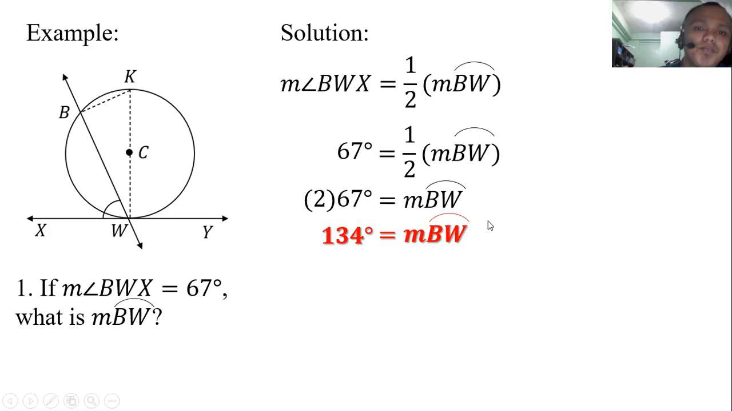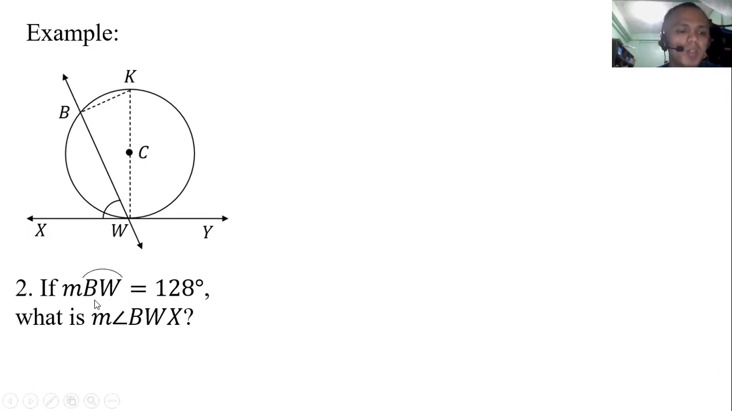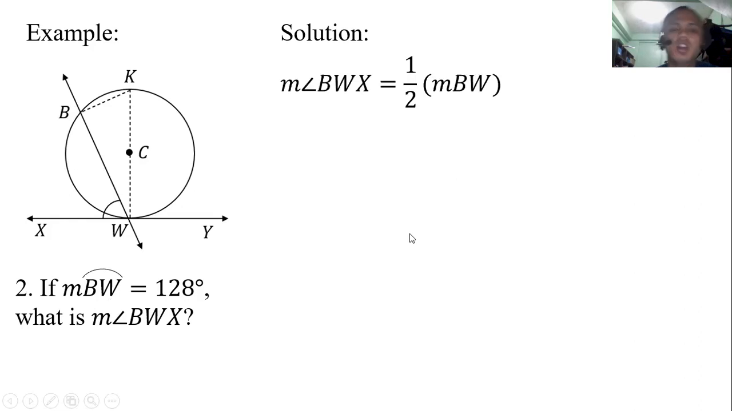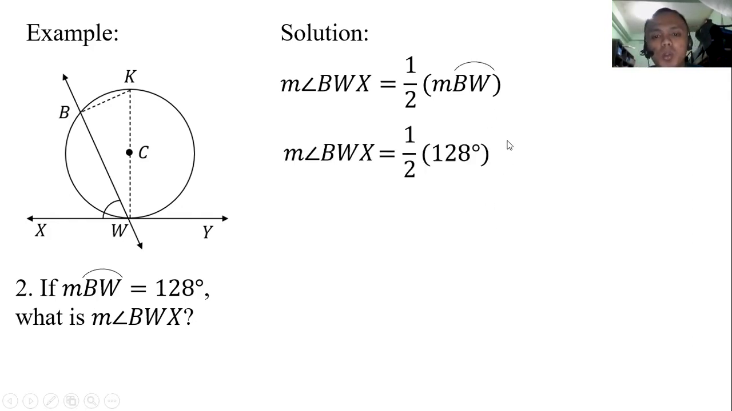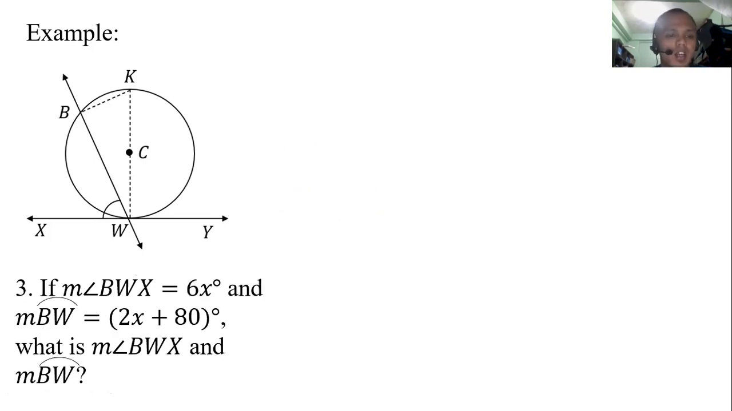Okay? Next, number 2. What about if your measure of arc BW naman is equal to 128 degrees? What is the measure of angle BWX? So measure of angle BWX is equal to 1/2 times the measure of arc BW. Substitute your measure of arc BW to 128, then divide it by 2, then we have 64 for the measure of angle BWX. Okay? So madali lang. How about this one?